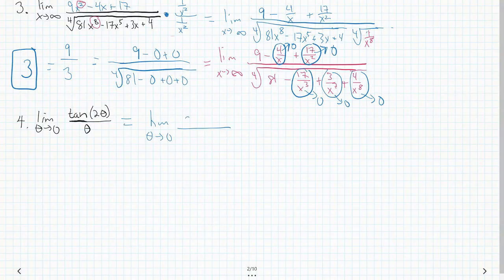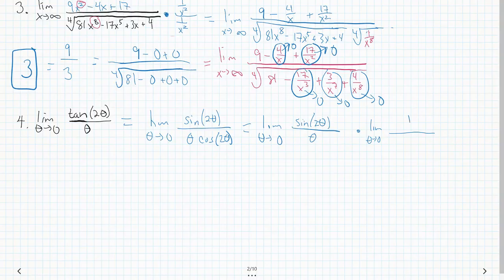So in this case, we have sine of 2 theta over theta, and then there's a cosine of 2 theta, right? Because tangent is just sine over cosine, and since there's 2 theta going there, we're good to go. Now, we can break up limits into separate limits, so that's kind of useful. You can go limit as theta approaches 0 of sine of 2 theta over theta, times the limit as theta approaches 0 of 1 over cosine of 2 theta.